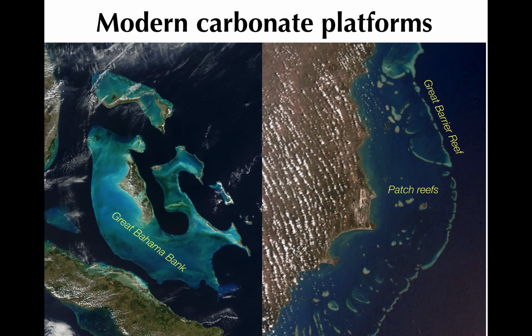So let's look at two different types of modern carbonate platforms. On the left, the Great Bahama Bank sits detached from all surrounding land masses, and it's a zone of shallow water that you can outline pretty clearly.